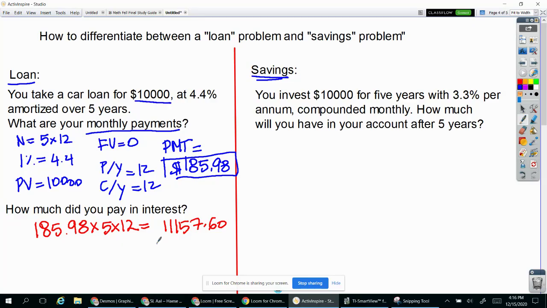Now, we want to find out how much we paid in interest. The loan was only $10,000, but we paid $11,157.60. So we want to see how much extra we paid in interest. You just subtract 11,157.60 minus 10,000, and you get $1,157.60 paid in interest.